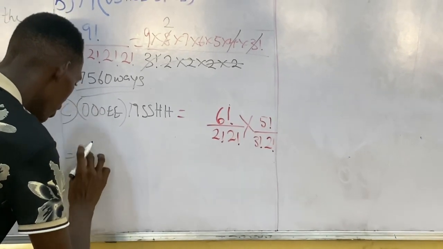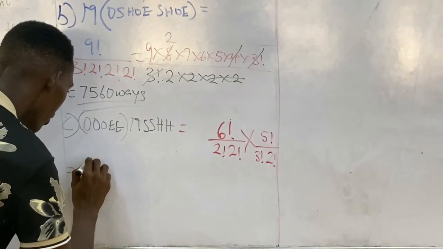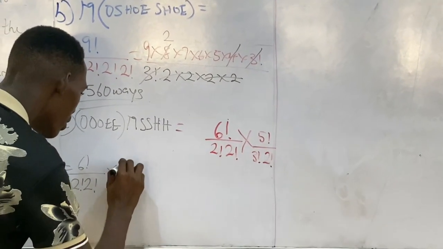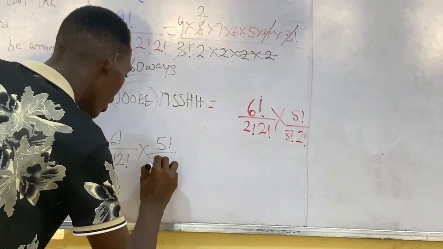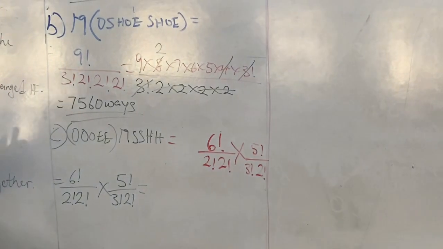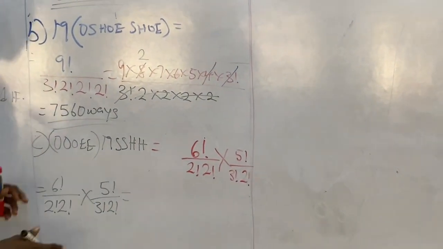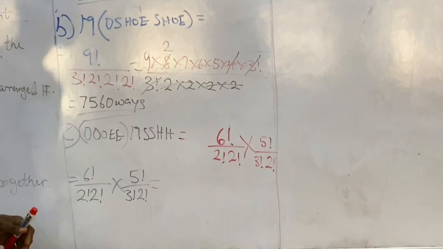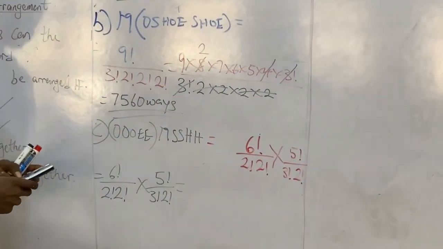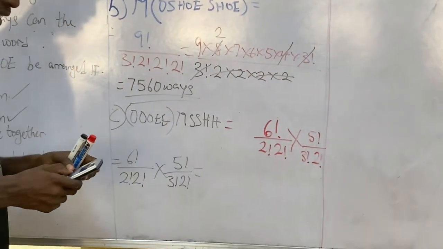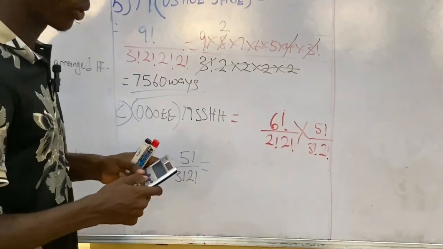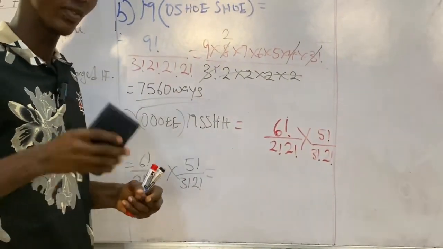6 factorial over 2 factorial over 2 factorial times 5 factorial over 3 factorial over 2 factorial. Now, I won't be solving this for you guys because I already taught you how to multiply this. You do this separately, then you do this separately, then you multiply. So now I will be making use of my calculator to speed it up. But I advise you guys to solve it manually, especially secondary school students watching this video. I advise you solve it in your notes and tell me the answer.